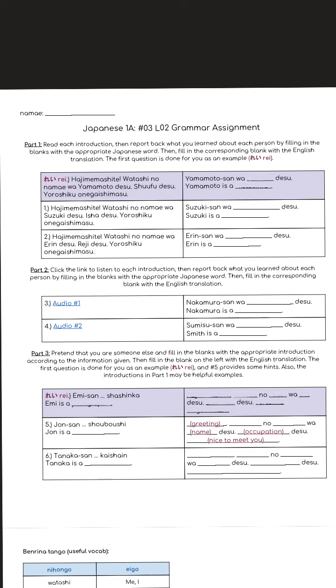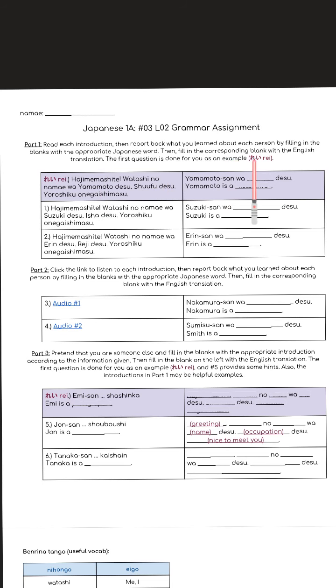All right, for your number 3 lesson 2 grammar assignment, we're going to be focusing on introductions. So let's read the instructions for part 1 here. Okay, part 1. Read each introduction, then report back what you learned about each person by filling in the blanks with the appropriate Japanese words. Then, fill in the corresponding blanks with the English translation. The first question is done for you as an example.